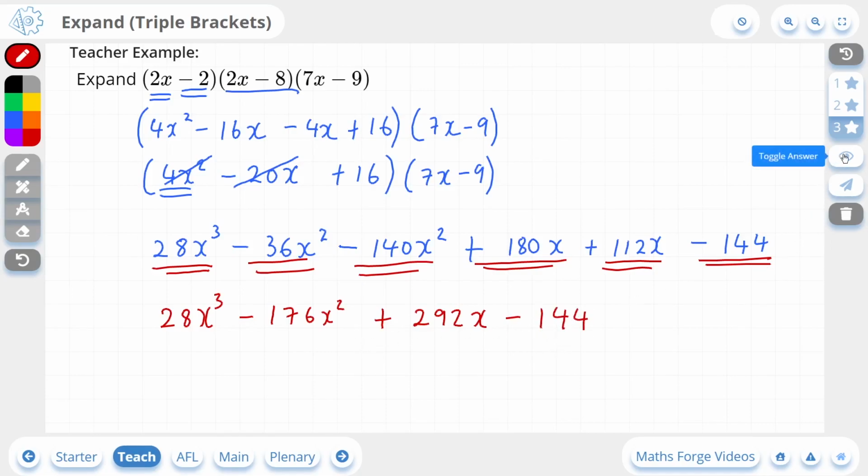So if we check our answer, there it is. We have a 28x cubed, a minus 176x squared, a plus 292x, and a minus 144. And that concludes our lesson on expanding triple brackets.